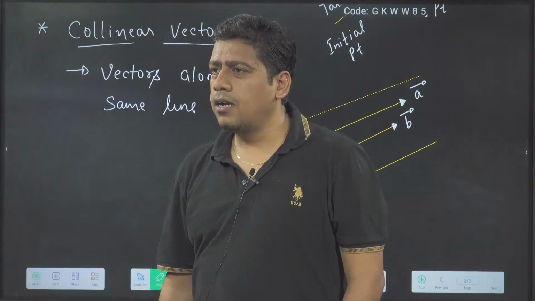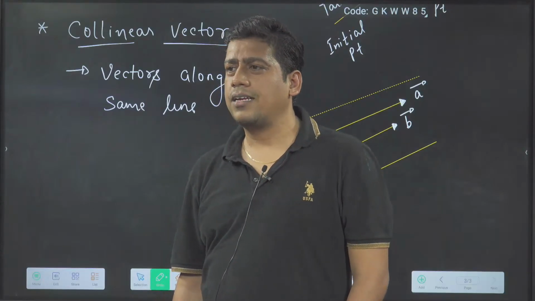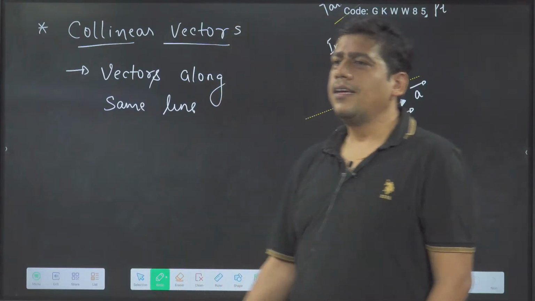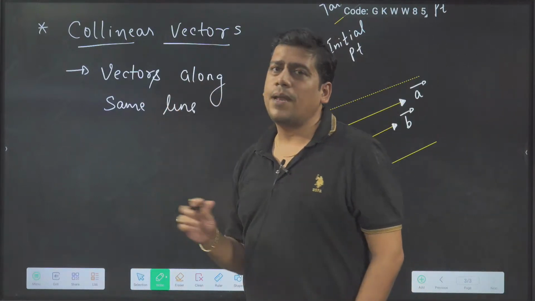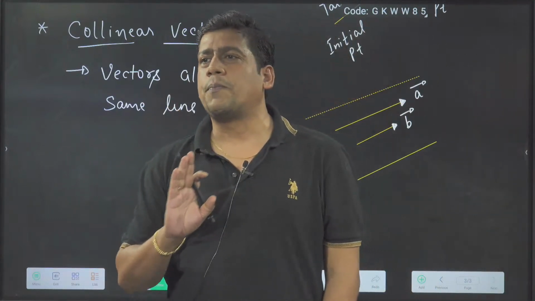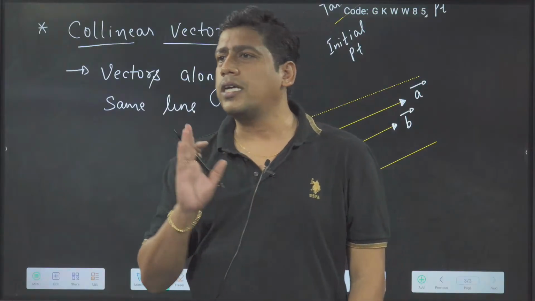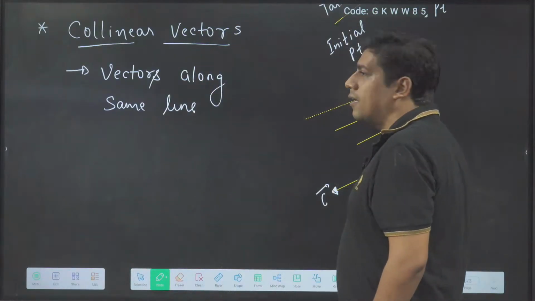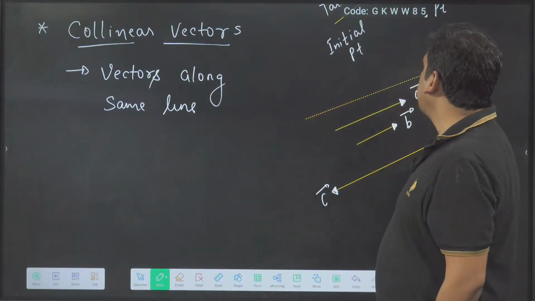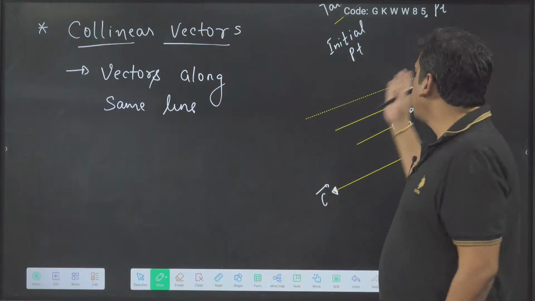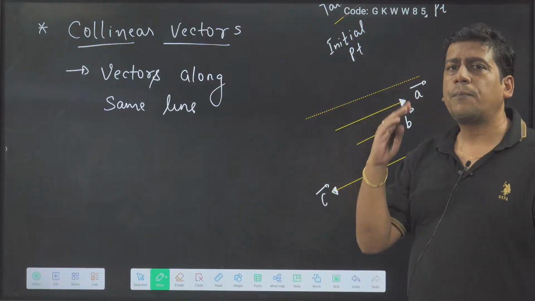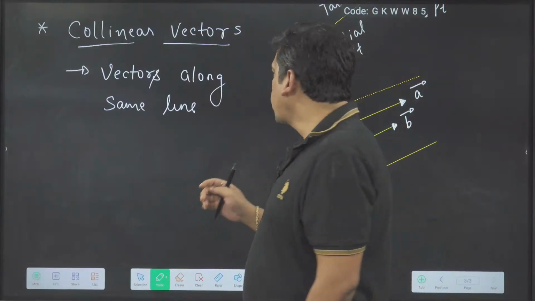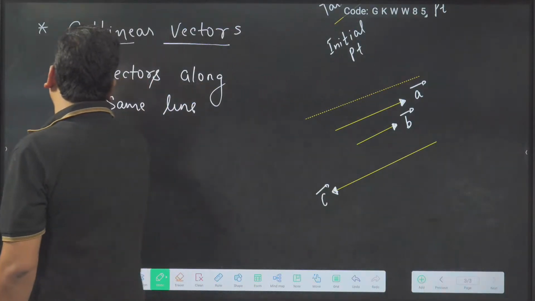Parallel? Where did that come from? Okay, look, please understand, vectors along the same line. I'm not saying vectors should be parallel. I'm saying vectors should be along the same line. This is a line. Any line can have two directions, this or this. So any vector along the same line means either parallel or anti-parallel. Collinear vectors can be either.